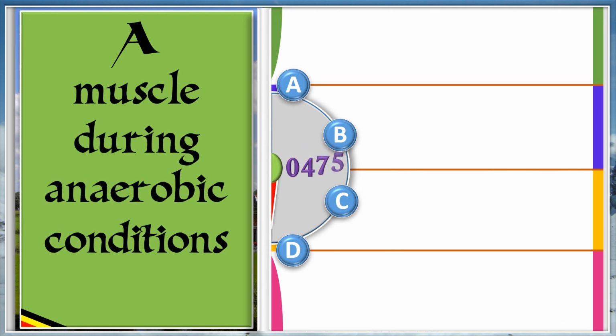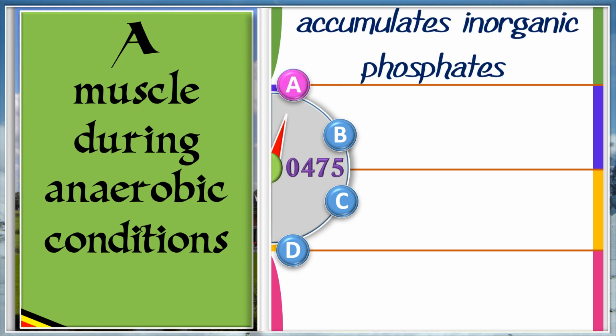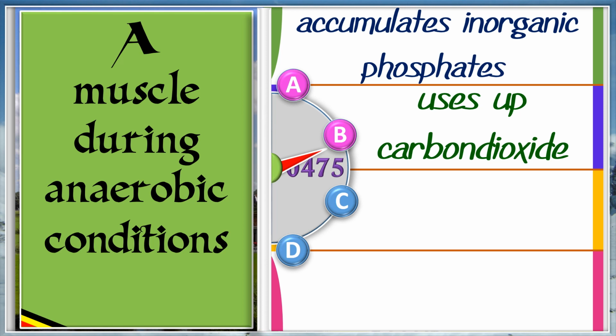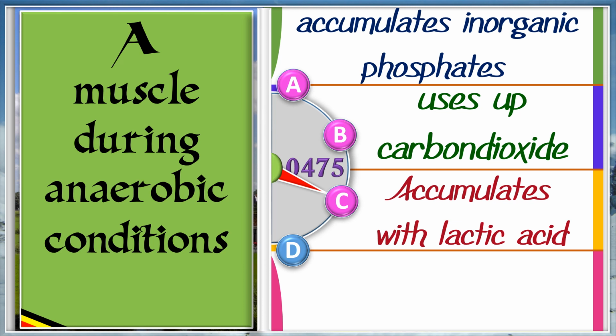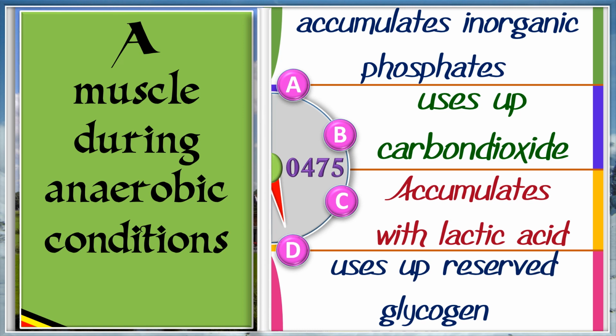A muscle during anaerobic condition: A. accumulates inorganic phosphates. B. uses up carbon dioxide. C. accumulates lactic acid. D. uses up reserved glycogen. And the answer is C. accumulates lactic acid.